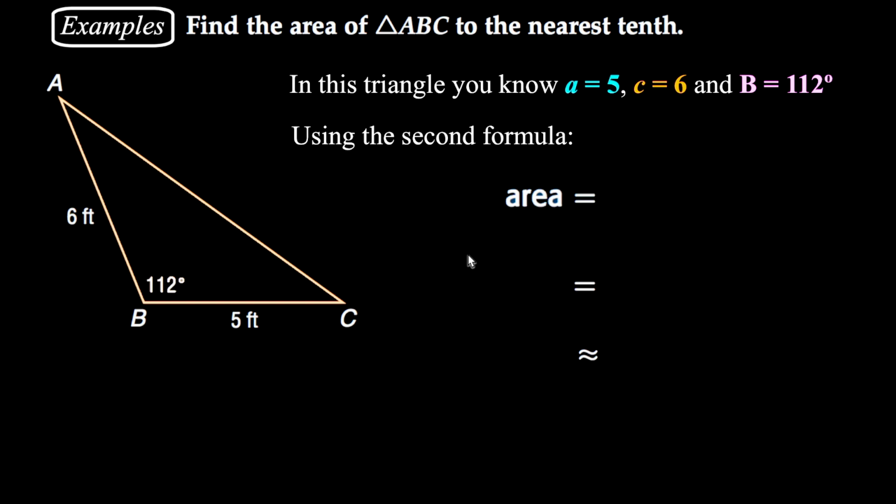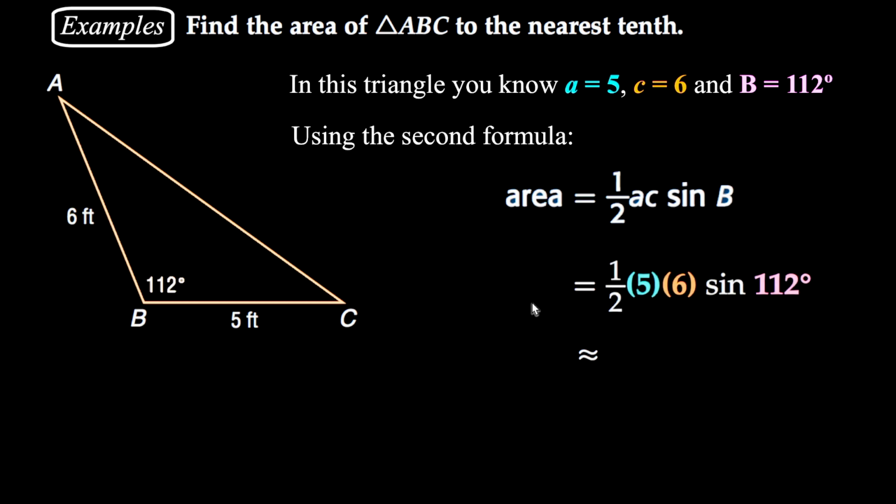First of all, let's find out how to find the area of a triangle using those formulas that we just came up with. So in this triangle, we know the side opposite angle A, so that's little a. So A is 5, little c is 6, and angle B is 112. Well, it looks like we have enough information for our area formula. So we can use the area formula. That's 1/2 A times C times the sine of B. So that'll be 1/2 times 5 times 6 times the sine of 112. And if we punch that in our calculator, it's approximately equal to 13.9.